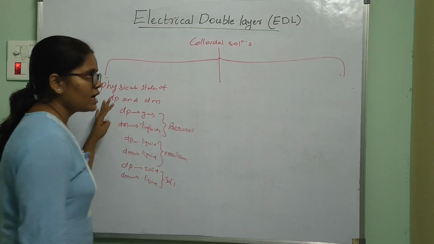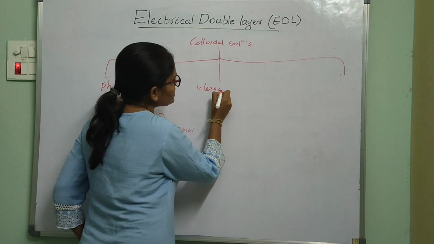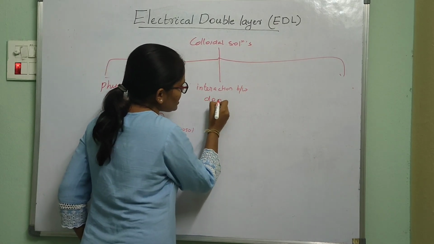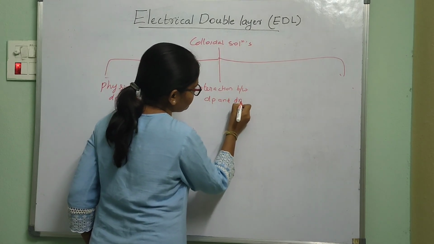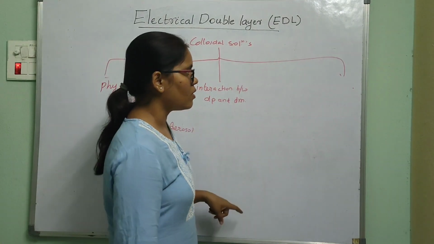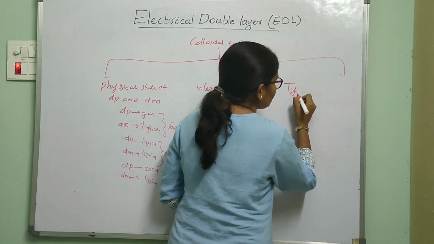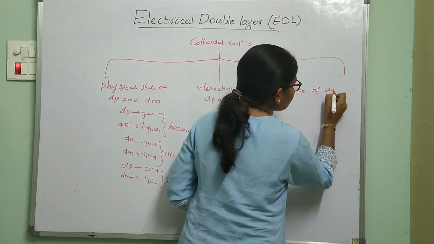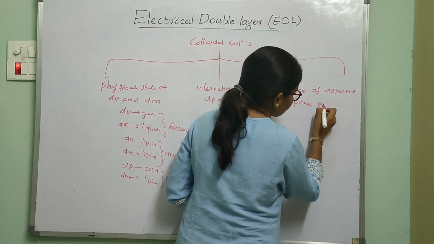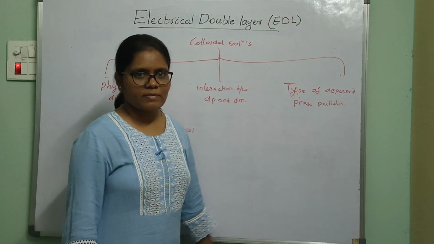So I'll skip this. The second classification is based on the interaction between dispersed phase and dispersion medium. And the third classification is based on the type of dispersed phase particles. What do I mean by type of dispersed phase particles?